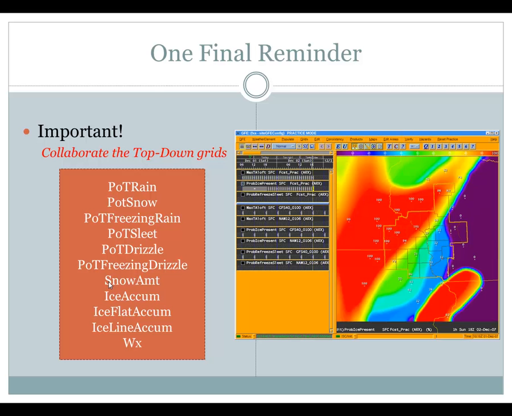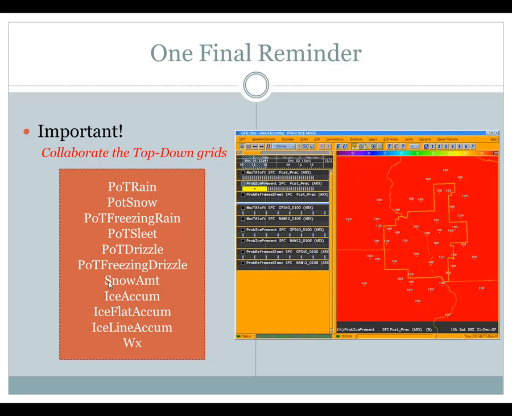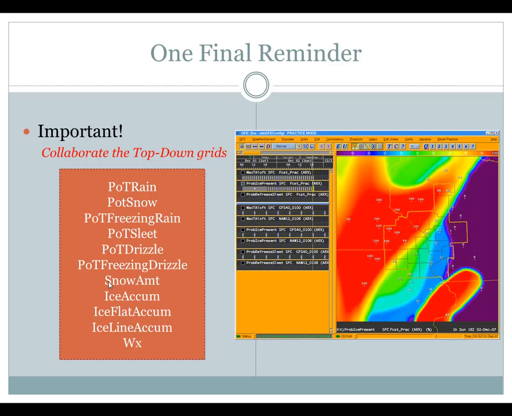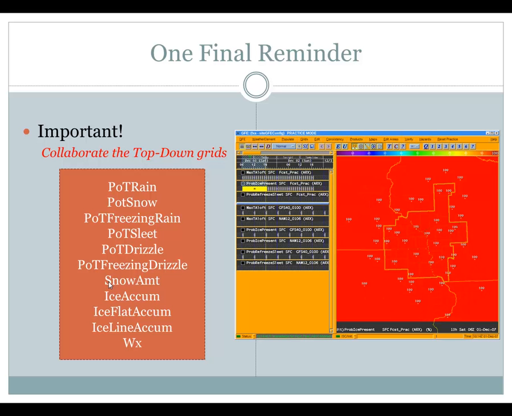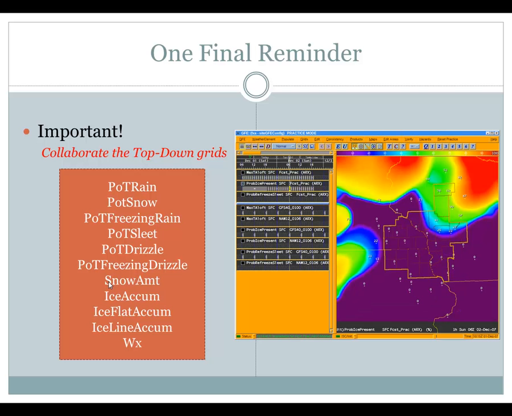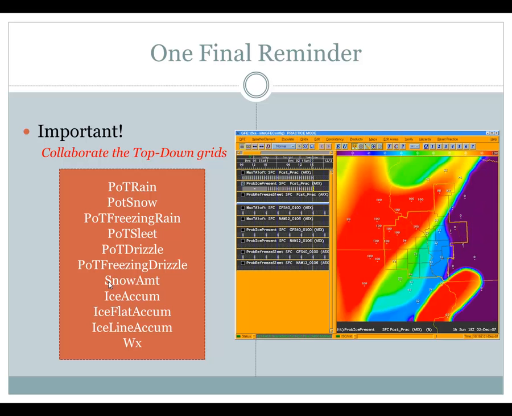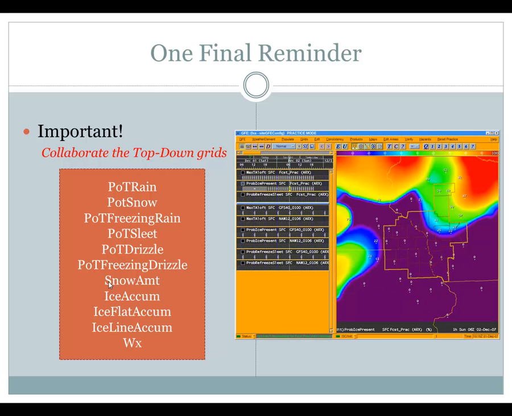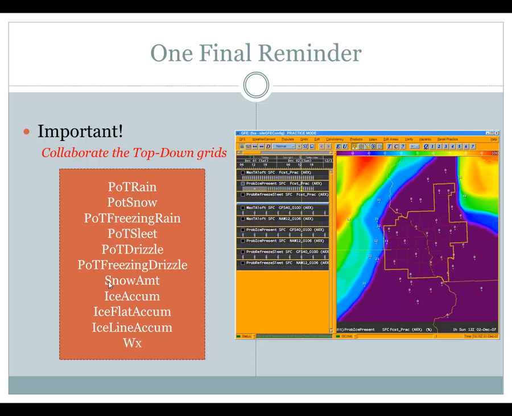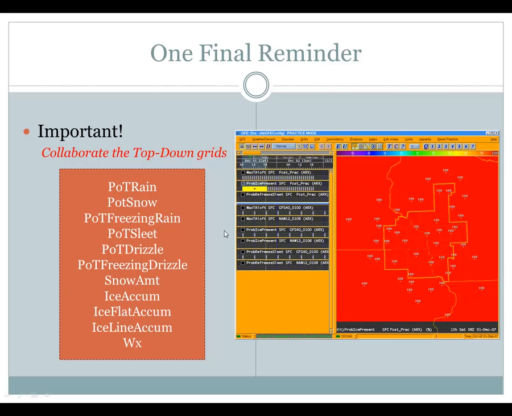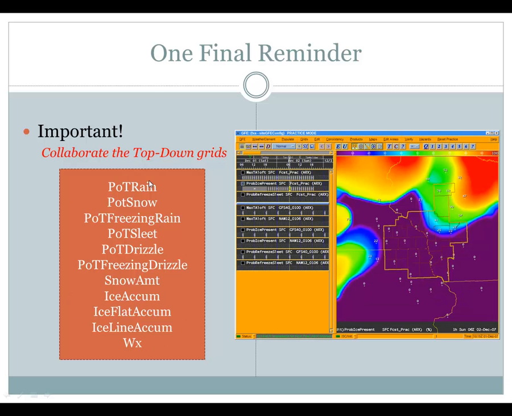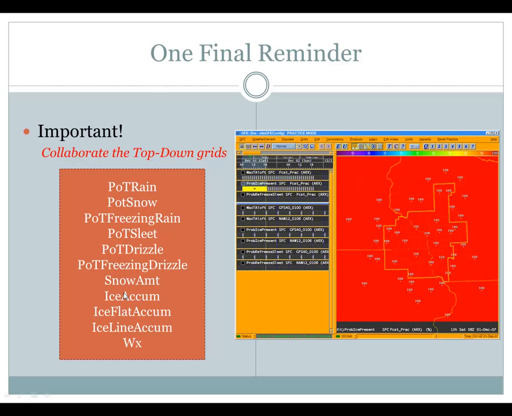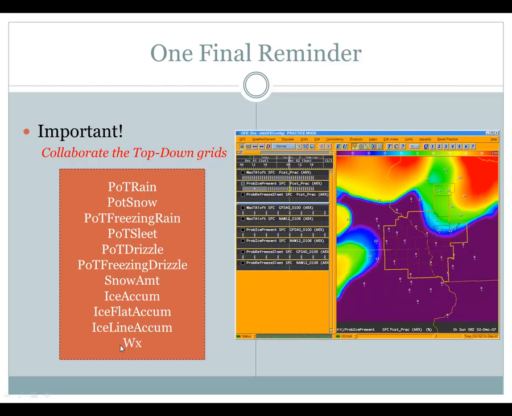I do have one larger picture item to remind you of, and that is you should collaborate. Your level of collaboration should occur on the top-down grid level. So when you're looking at your top-down grids, your max T aloft, your ProbIcePresent, and your probability of refreeze, you should collaborate on that level, because all the grids that you see within this red box, this salmon-colored box here, are all the grids that fall out of those top-down grids that you're going to edit.